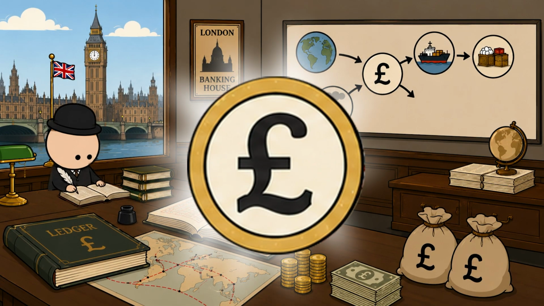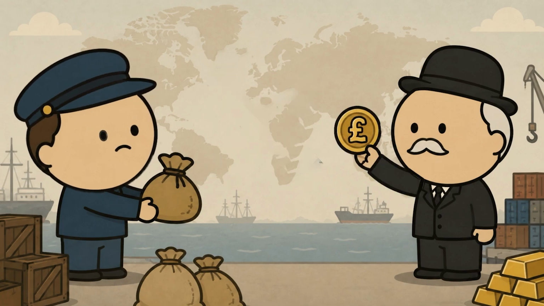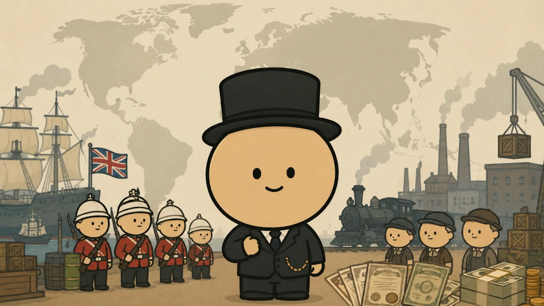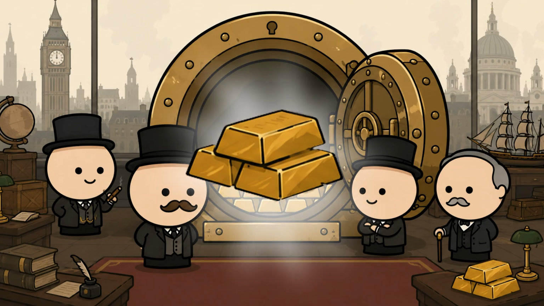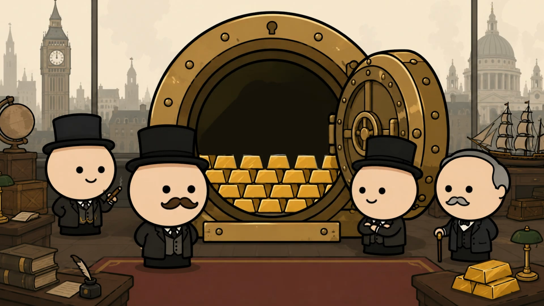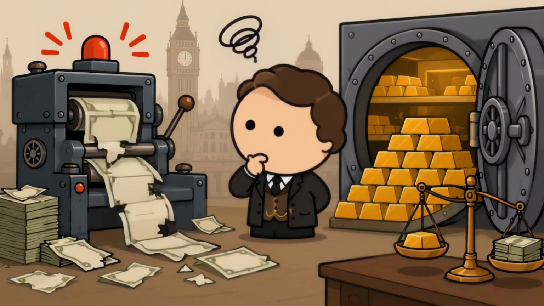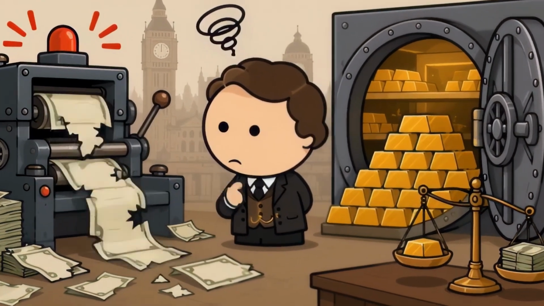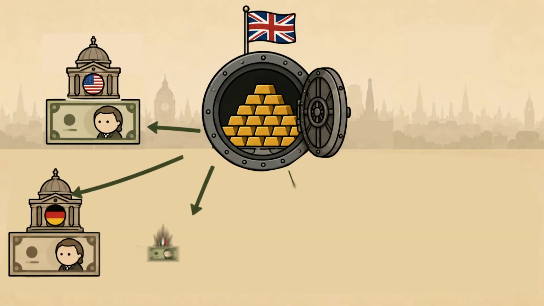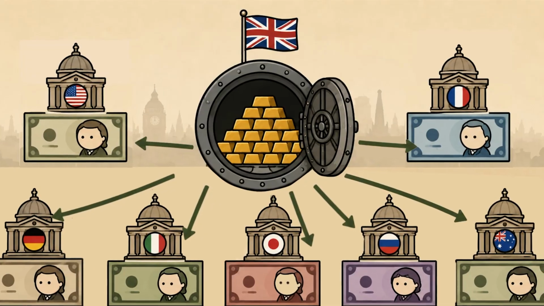If you wanted to trade internationally, you needed pounds. That's it. No pounds, no deal. But Britain's power wasn't built on paper money alone. It was built on gold. Under the gold standard, currencies were backed by physical gold stored in vaults. Governments couldn't simply print money whenever they wanted. If a country ran out of gold, it ran out of credibility. For decades, the system worked, and Britain sat at the center of it.